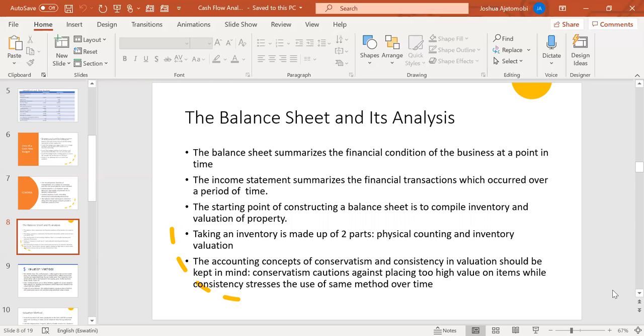So the starting point of constructing a balance sheet is to compile inventory and valuation of property. Taking an inventory is made up of two parts. We have the physical counting, and the second aspect is what is called inventory valuation. The accounting concepts of conservatism and consistency in valuation should be kept in mind anytime you are dealing with balance sheets. Conservatism cautions against placing too high a value on an item, while consistency stresses the use of the same method over time.